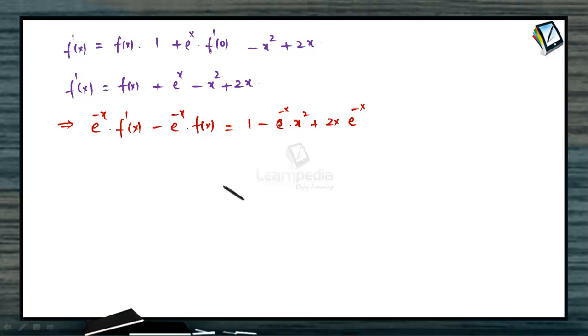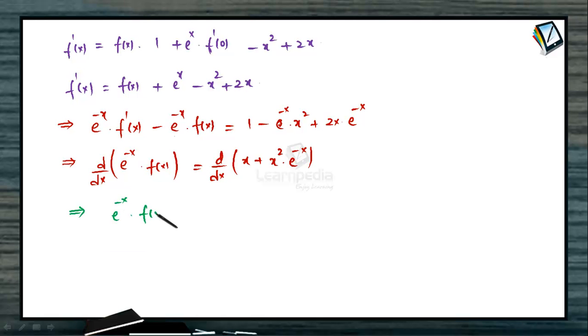Now what did we do by multiplying with e^(−x)? Yes, we created the derivative of e^(−x) f(x) with this factor, and so this is d/dx of e^(−x) f(x), equal to, the right hand side is the d/dx of (x + x² e^(−x)), right? Now by taking the integral on both sides, we get e^(−x) f(x) equal to x + x² e^(−x) + c.